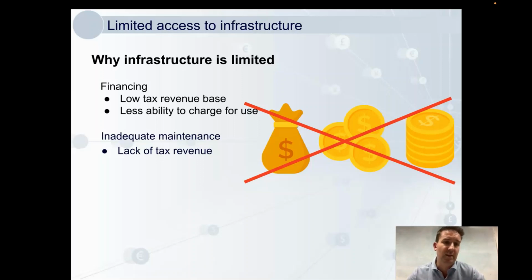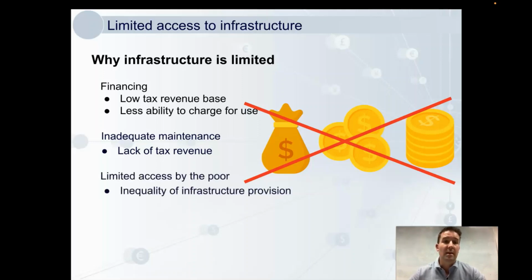And due to the lack of tax money, there's also inadequate maintenance, so this infrastructure can degrade over time. And there's limited access by the poor, generally, because of that large political influence we talked about before with inequality. That can lead to the infrastructure not going to where it's most needed. So it might service just the richer communities who have that political influence.